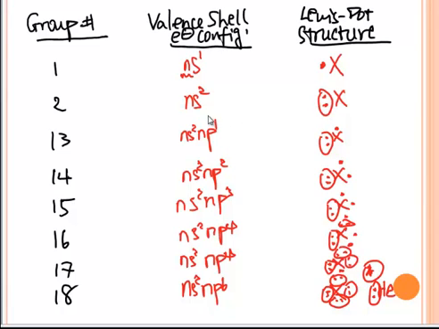And now the group 2, s2, group 13, 14, 15, 16, 17, and 18. One thing you have to mention again is for group 18, there is an exception. That will be helium. Helium only has 2 valence electrons. And for the rest of the elements in group 18, they all have 8, 4 pairs.